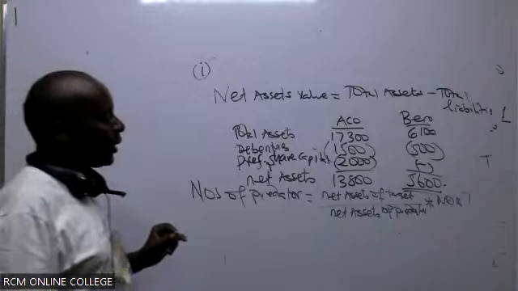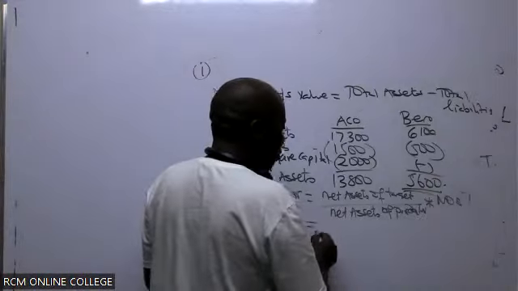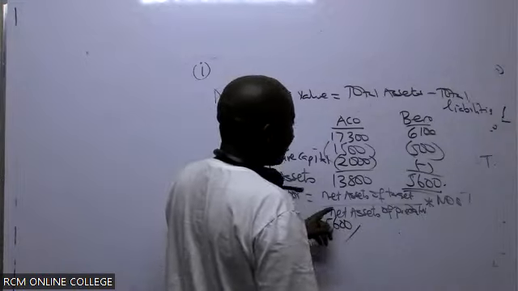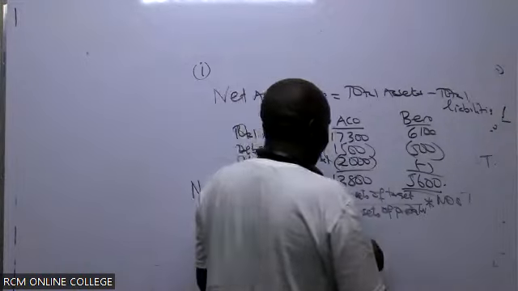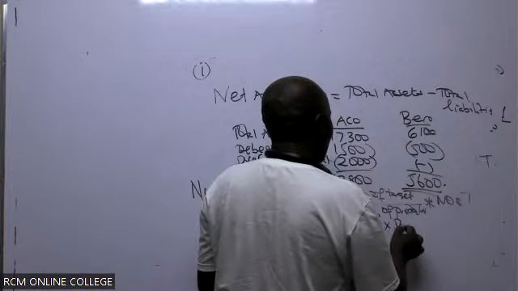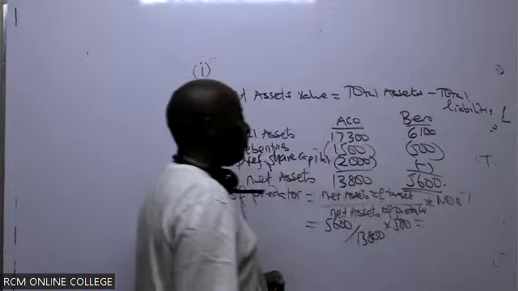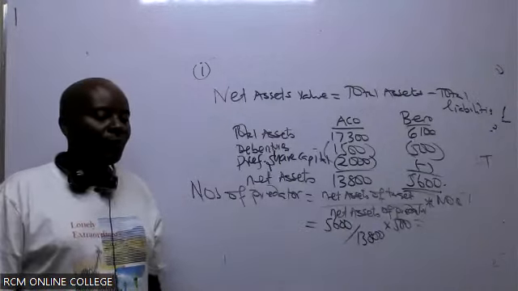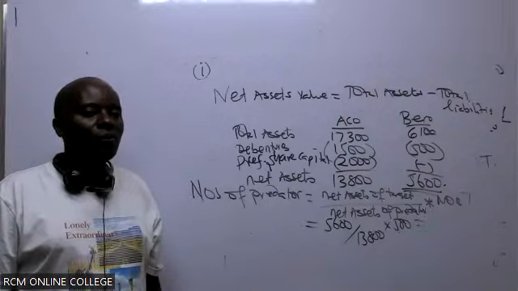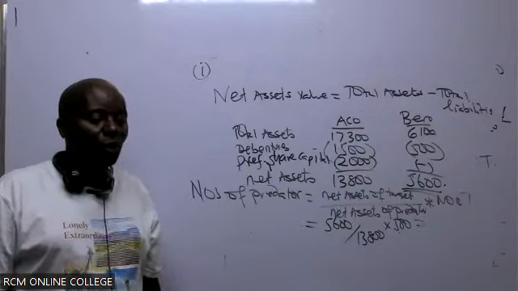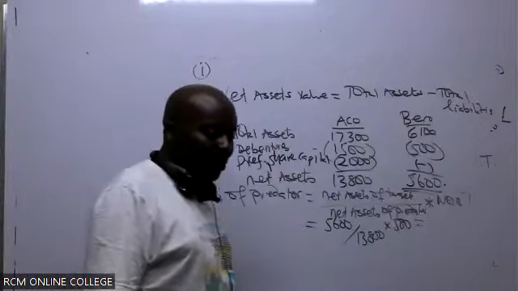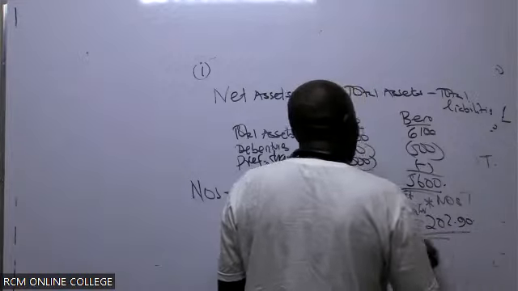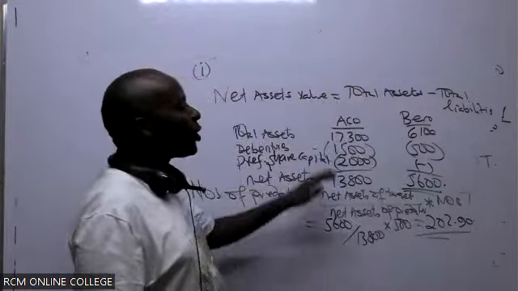So then, ladies and gentlemen, this is what I will do. We have net assets of the target company, 5,600, over net assets of the predator, which are 13,800, times our 500 down there. And then I'll show you another method. That gives 202.9. So in the exam, I would recommend you use these two methods.